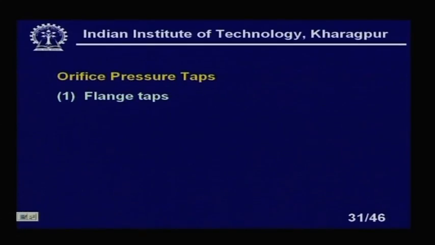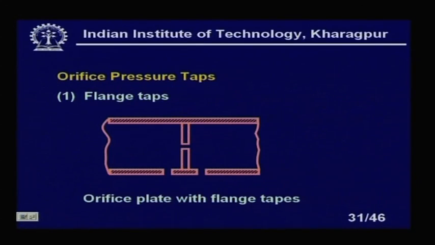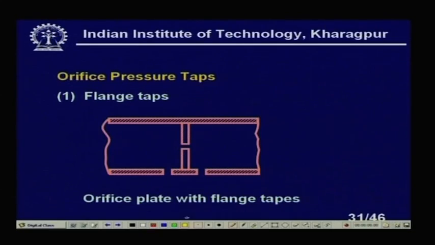Now, orifice pressure taps. There are various pressure taps available for the orifice. In this particular lesson we will discuss 3 pressure taps. First, flange taps. You see, this is the orifice plate with the flange taps. Even though I have drawn it like this, it is actually, as I told you earlier also, a square edge like this, but we have plotted it like this anyway.